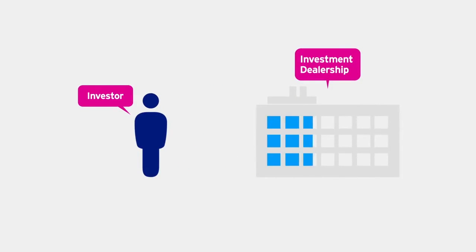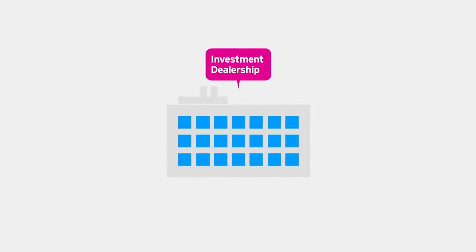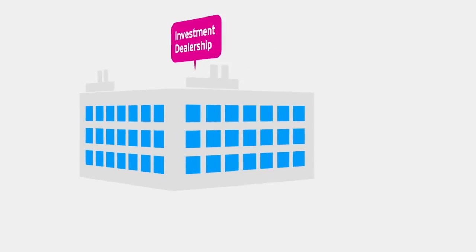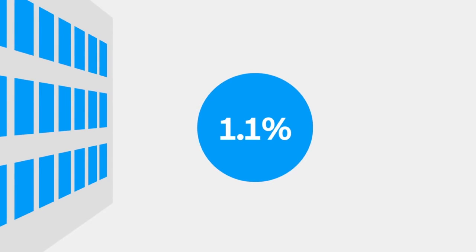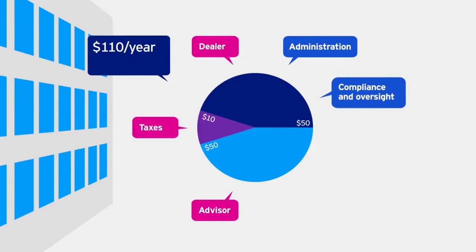Although there are a number of ways an advisor may choose to operate their business, hourly, flat rate, percentage, the vast majority are paid a percentage of your total investment. In this scenario, we'll assume 1.1% or $110 inclusive of taxes. Once again, this amount is shared between the advisor and their dealership. The dealer's portion pays for administration expenses as well as compliance and oversight costs. The advisor's portion pays for any number of services they may provide, as well as their business operating costs.